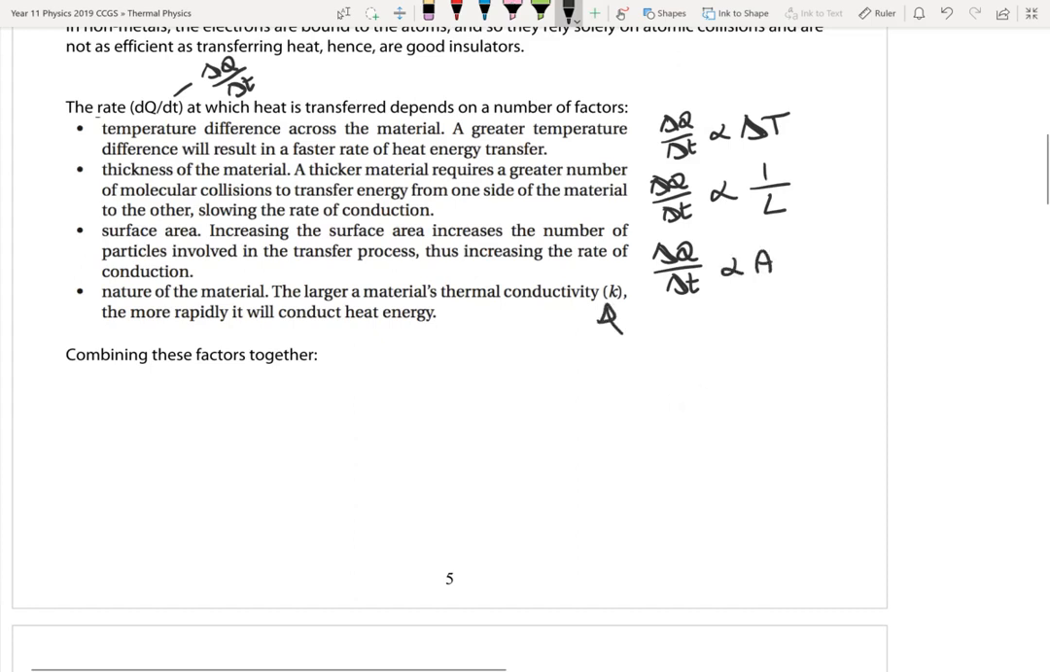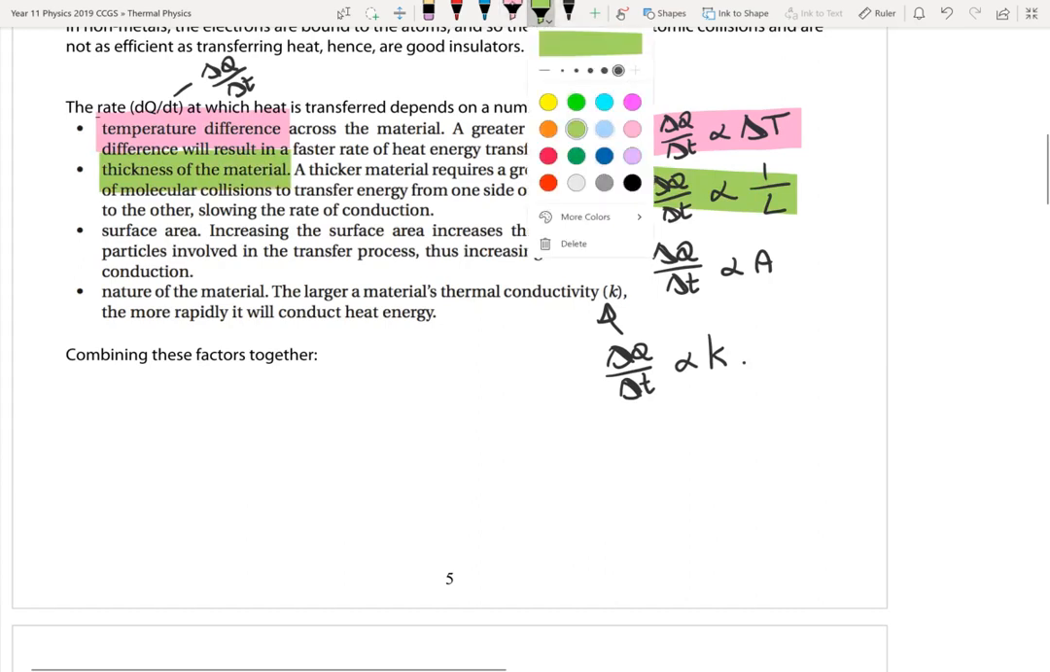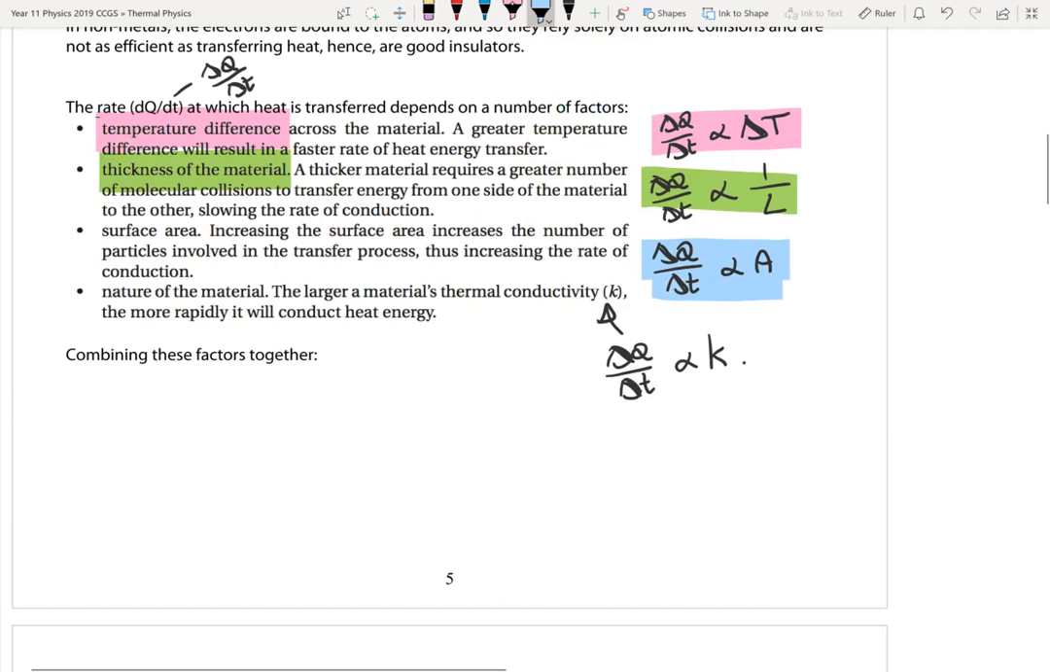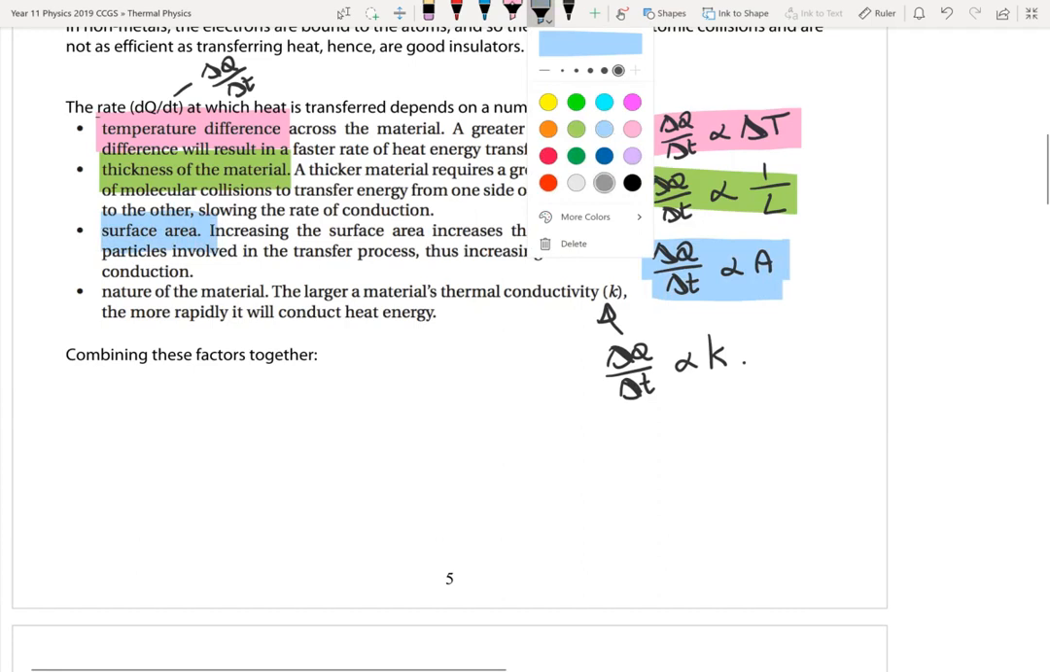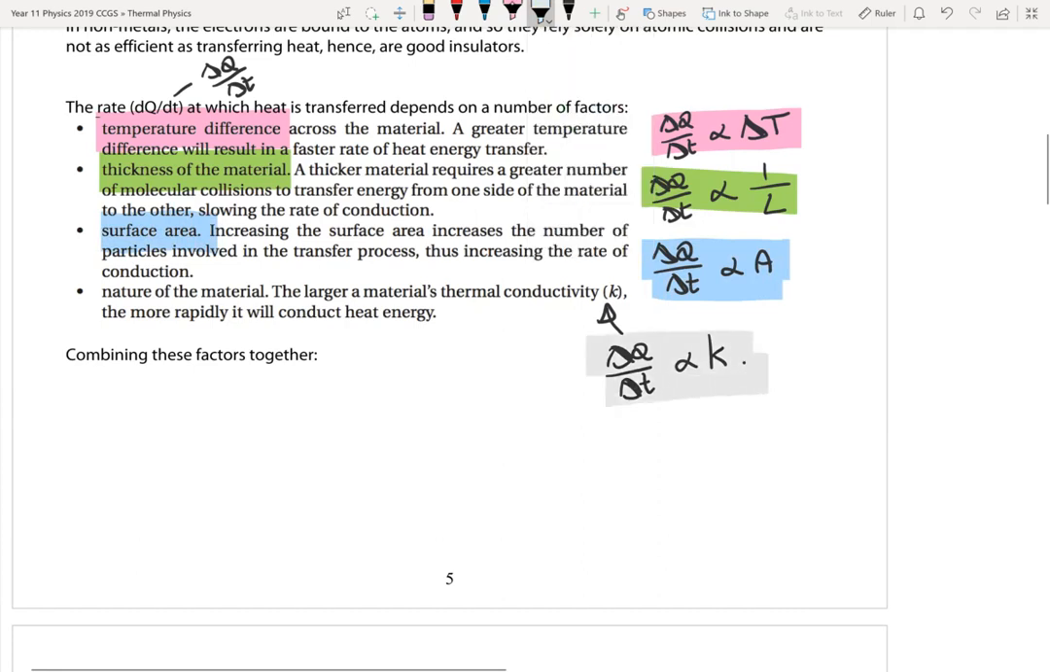And then lastly, we've got this constant of proportionality called K. Okay, so delta Q on delta T is proportional to some constant that relates to the substance. So I will highlight, I've run out of highlighters. Blue. Okay, so those are the 4 factors.